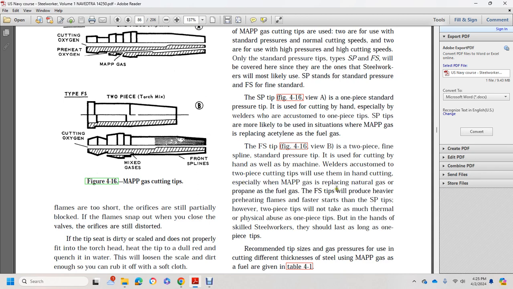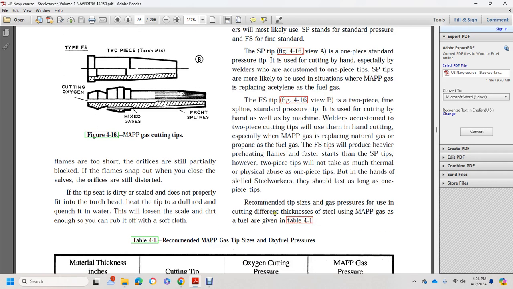Fine standard tips will produce a heavier preheating flame the faster you start. Finer starter tips, the standard pressure tips. However, two-piece tips will not take as much thermal or physical abuse as one-piece tips, but in the hands of a steelworker, they should last as long as one-piece tips.